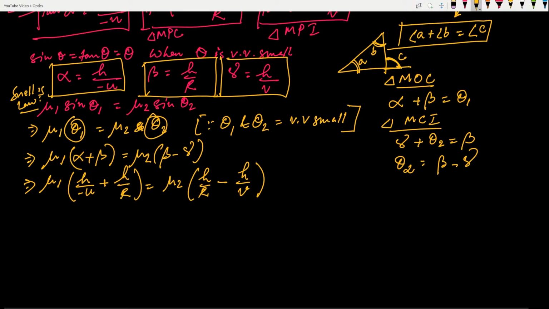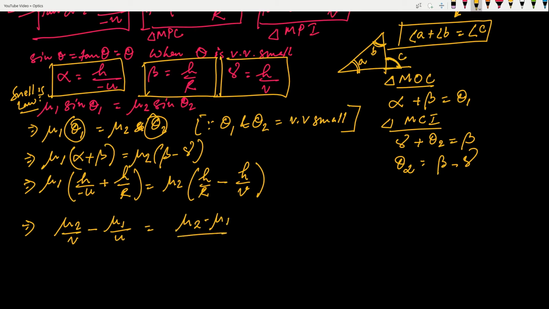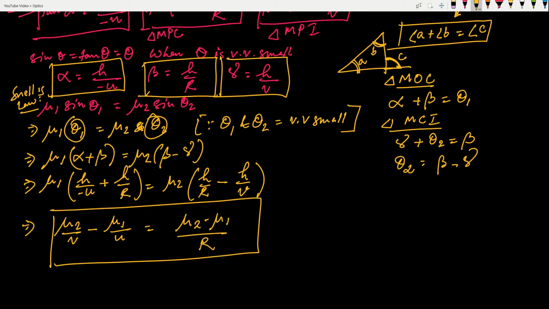Now from here, if we arrange this, it will turn out to be mu2 by v minus mu1 by u equal to mu2 minus mu1 divided by r. This is the formula that you will get if you just arrange this. This is a very important formula and you need to remember this. From here you can find out the location of V very easily.